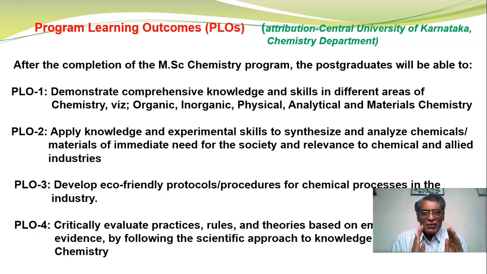After completion of the MSc Chemistry program, the postgraduates will be able to: 1. Demonstrate comprehensive knowledge and skills in different areas of chemistry, namely organic, inorganic, physical, analytical and materials chemistry. 2. Apply knowledge and experimental skills to synthesize and analyze chemicals and materials of immediate need for the society and relevance to chemical and allied industries. 3. Develop eco-friendly protocols and procedures for chemical processes.